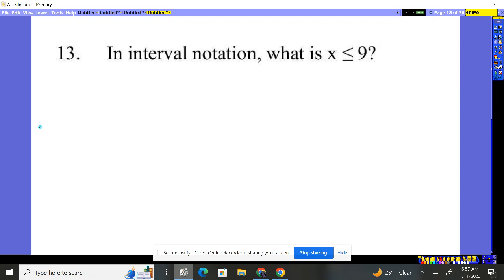Number 13, in interval notation, what is x is less than or equal to 9? Interval notation, your first number is always the number to the furthest left, the smallest number. The next number is always where it ends to the far right.